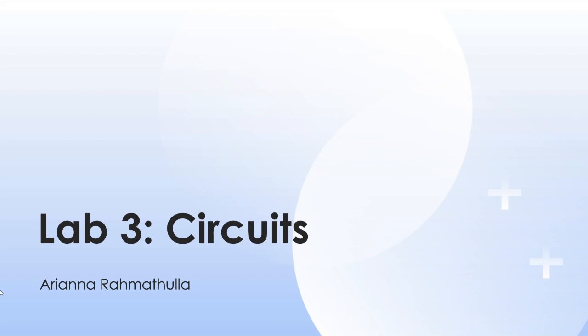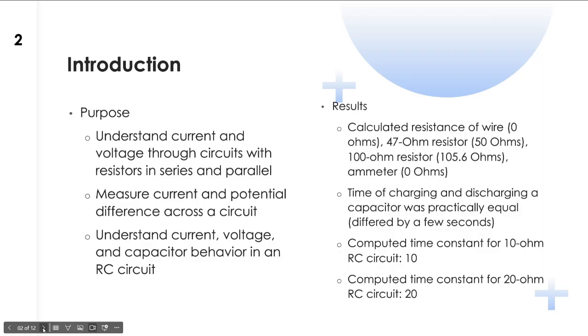This is Lab 3 Circuits, and my name is Ariana Ramatula. The purpose of this lab was to understand current and voltage differences through circuits with resistors in series and parallel, and measure the potential difference across each circuit component, and then to understand current, voltage, and capacitor behavior in a resistor-capacitor circuit in series. So the results: the calculated resistance of wire and the ammeters were 0 ohms.